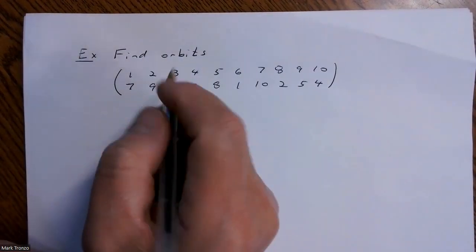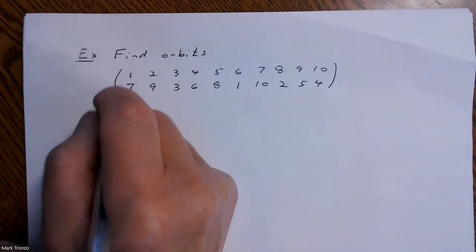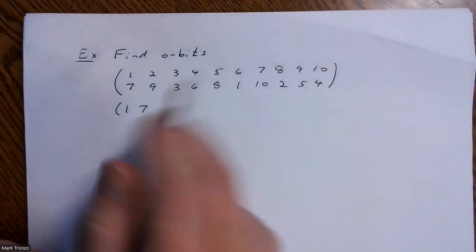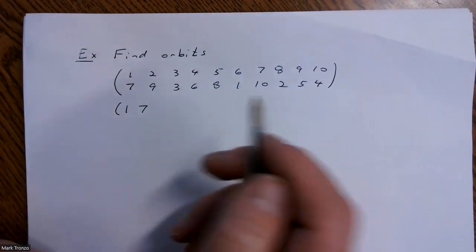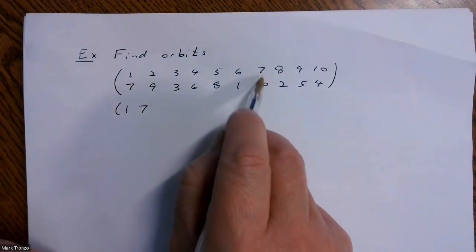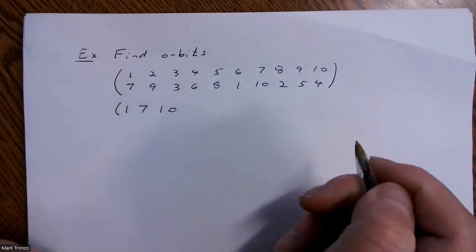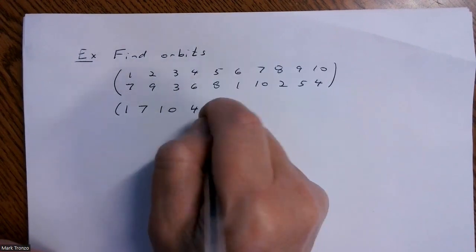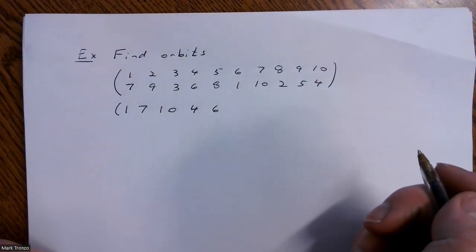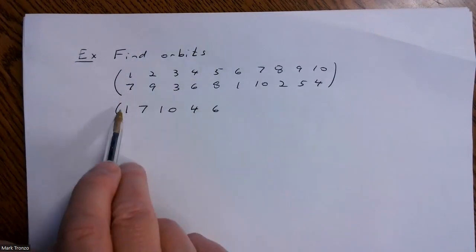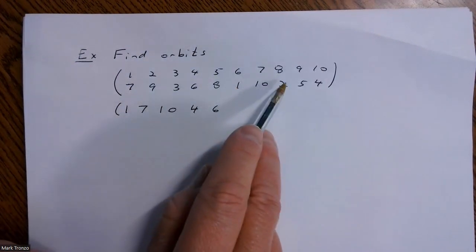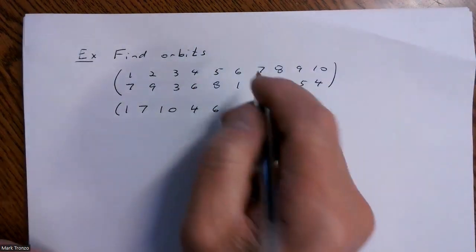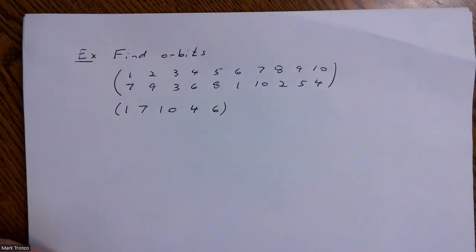So here again, remember to find the orbits, you just have to go like 1, 7. And I noticed some books they put commas here, some books they don't. So it's pretty much up to you. 10, 4, 6, and just be sure I did everything right. 1, 7, 10, 4, 6, 1.